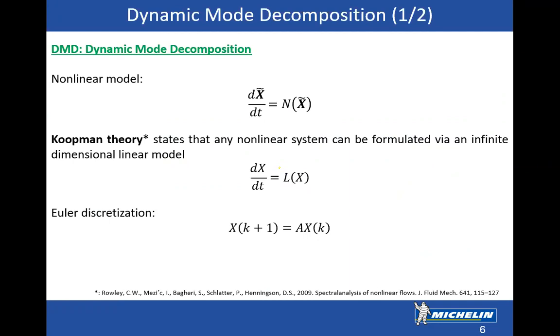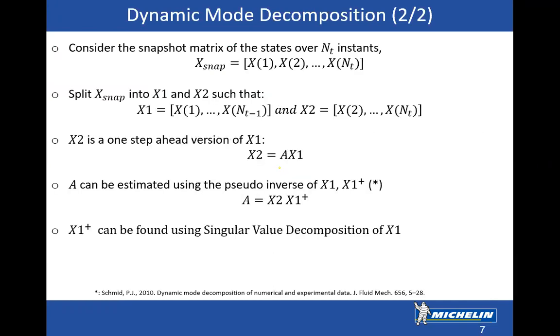But Koopman theory states that any nonlinear system can be formulated via an infinite dimensional linear model. So I can write dx by dt as a linear function of x. And with Euler discretization, we have x(k+1) equal to A x(k). So if I have x(k+1) and x(k), I can estimate A.